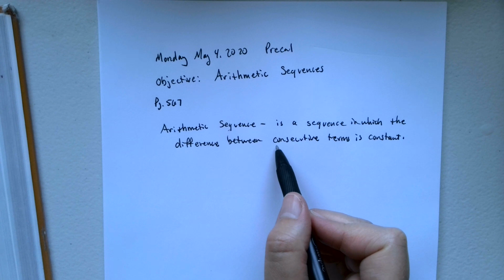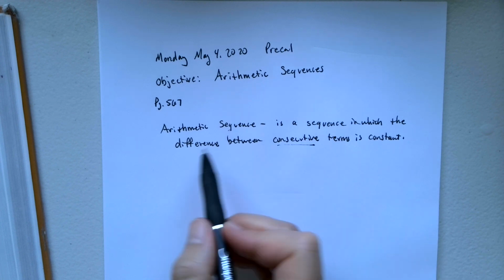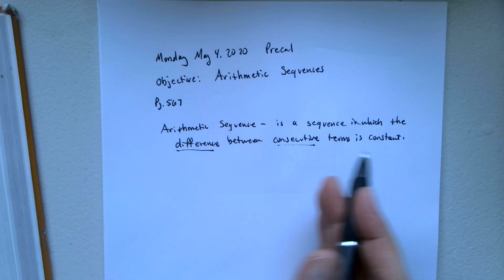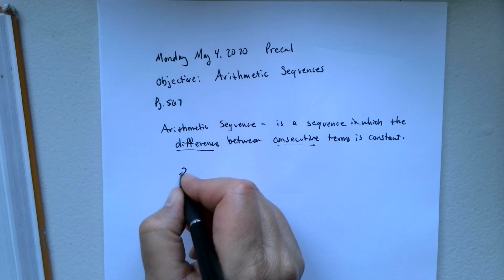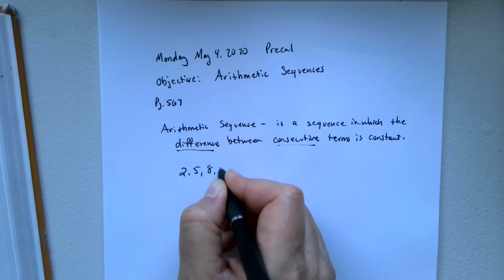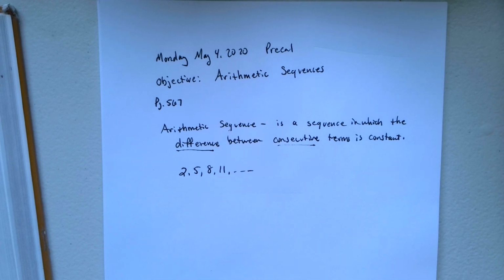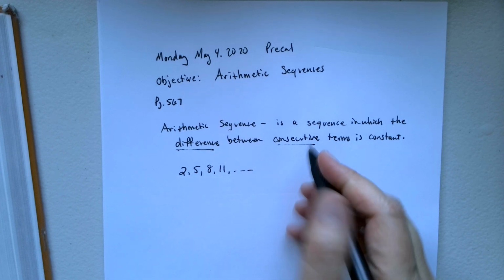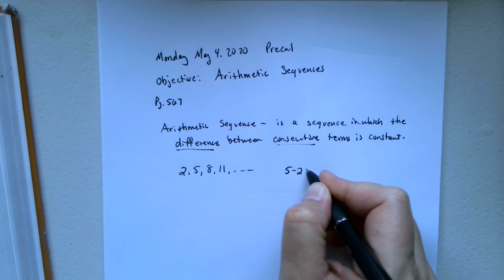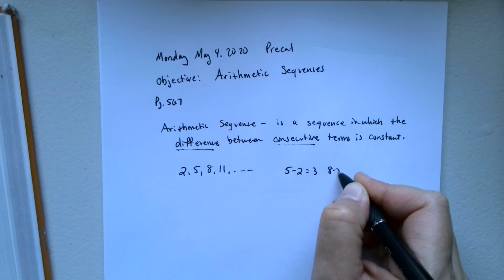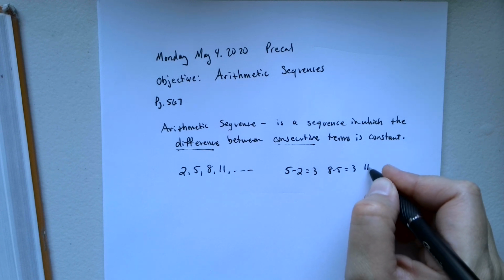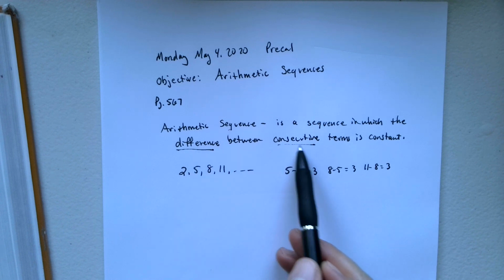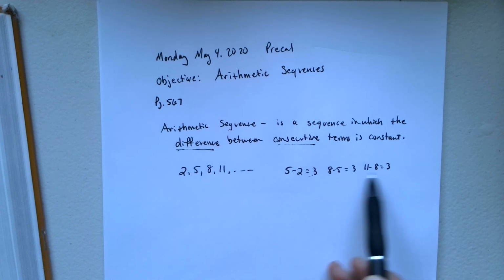So first of all, consecutive means one right after the other. Difference means subtraction. And so the difference between consecutive terms is a constant. So if we have 2, 5, 8, 11, 5 minus 2 is 3, 8 minus 5 is 3, 11 minus 8 is 3, and so the difference between consecutive terms is constant, it's 3.